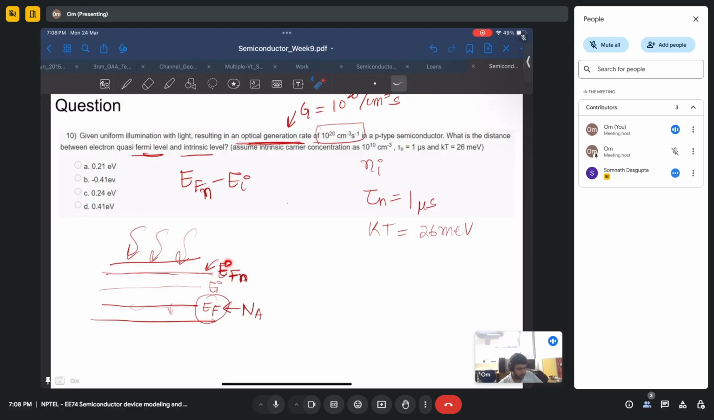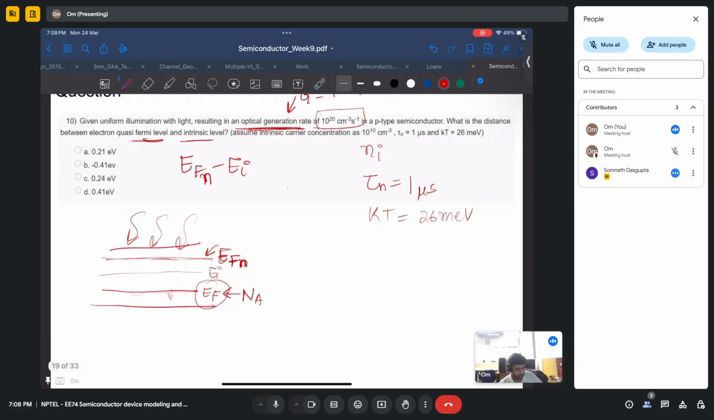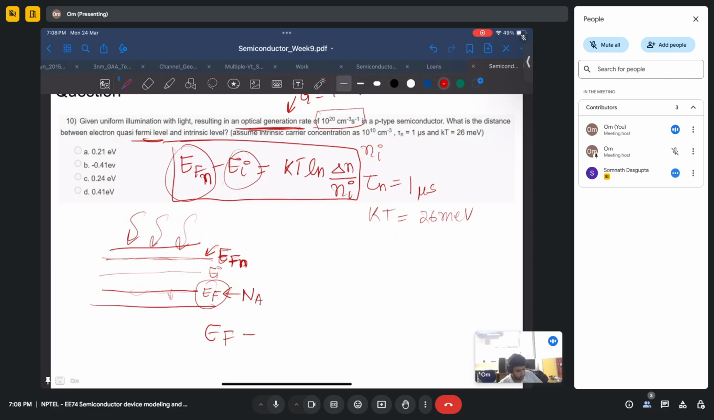So the question basically says to find the difference between this EFN and EI. Whenever we have to find the energy difference between two levels, what we do is KT ln. Okay, it is not KT by Q, since it is not a voltage. It is KT ln of whatever is signified by this, and like EF minus EI, how we find it is KT ln Na by Ni, right? This is EF minus EI. Similar to that, EI minus EF, since it is P type.